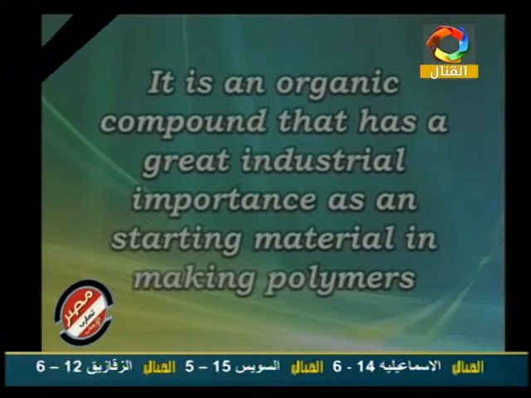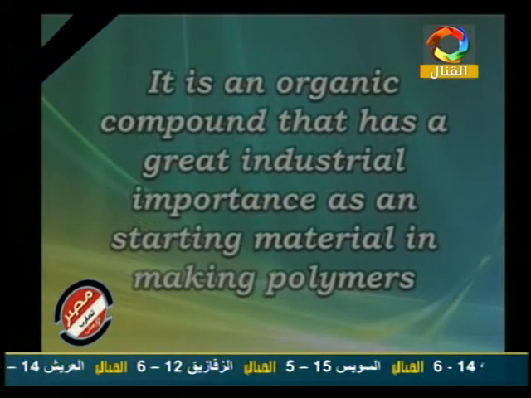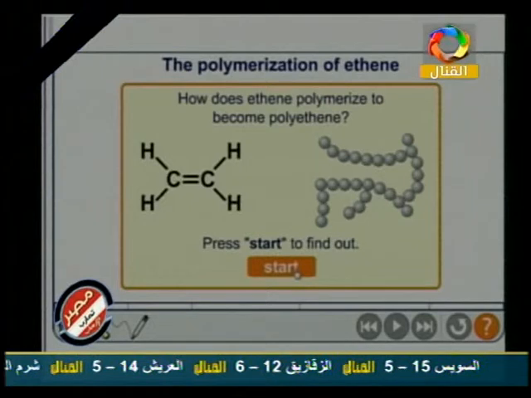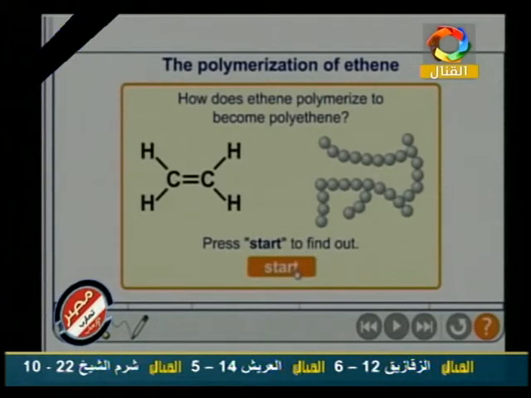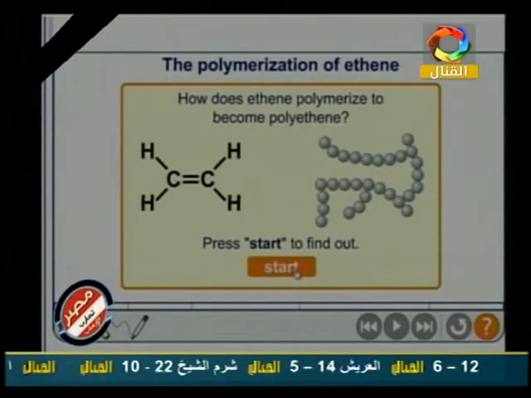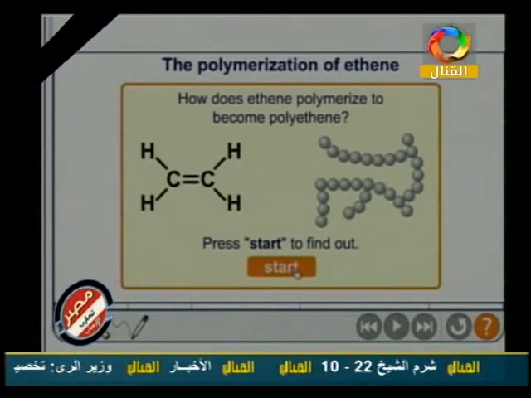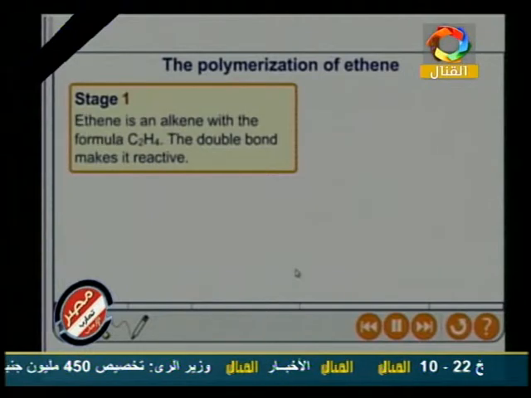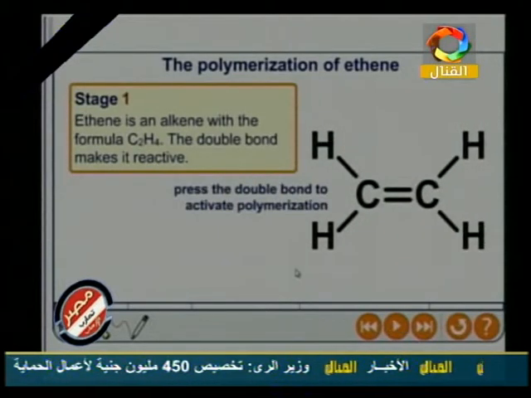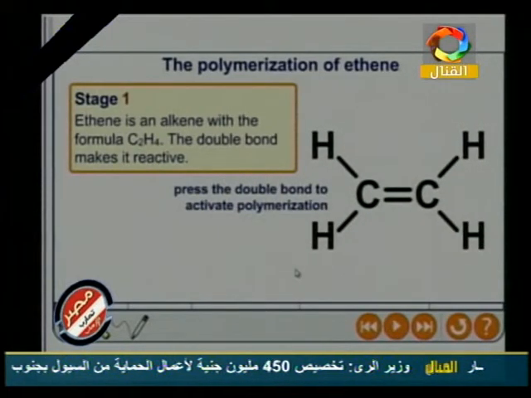How come? We have this shape. Here we have the polymerization of ethene. How does ethene polymerize to become polyethene? Let's start to find out. We have stage number 1. I use phenol to make what? To start this reaction.